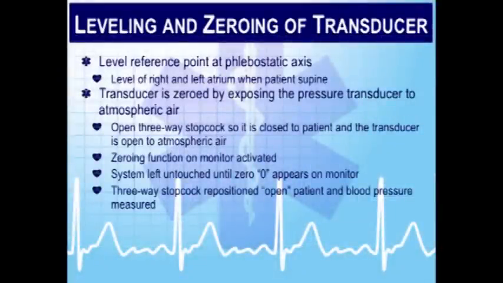These transducers are so sensitive that subtle changes in the atmospheric pressure from here to here to here make a difference in the readings. So we're going to level and zero these transducers at the patient's phlebostatic axis so that we know we're at the same level, atmospheric pressure-wise, as the chambers of the heart or the vessel that we're monitoring. Does that concept make sense? All righty.